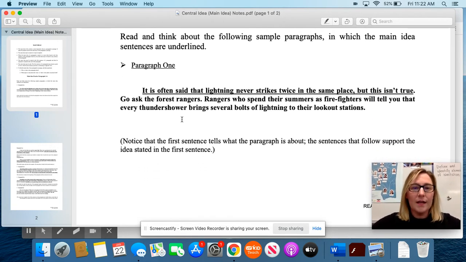Here's a paragraph. It says, "It is often said that lightning never strikes twice in the same place, but this isn't true. Go ask the forest rangers. Rangers who spend their summers as firefighters will tell you that every thunder shower brings several bolts of lightning to their lookout stations." So if we practice those two questions that I told you about, I'm going to ask myself, who or what is this about? It's about lightning. Okay. Well, what aspect of lightning does this paragraph seem concerned with? Well, it talks about lightning never striking twice. These firefighters say that the lightning strikes their lookout stations many times. So, in this case, the main idea or the central idea is that lightning can actually strike twice in the same place. And in this case, the first sentence gives us our central idea.